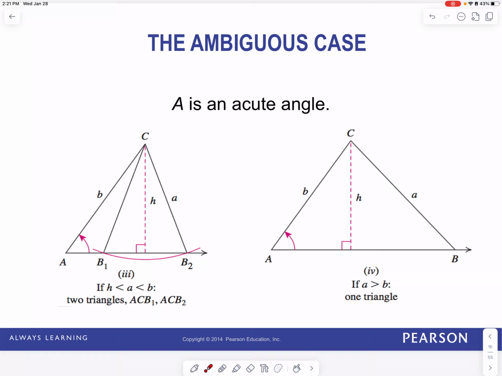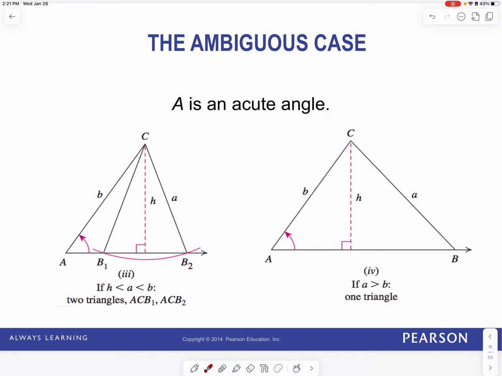If side A is larger than H but less than B, then we have 2 possible triangles, because side A can swing and connect that baseline in 2 different points, B1 and B2. That creates 2 different triangles we can work: triangle AB1C and triangle AB2C, one obtuse and one acute. If side A is larger than side B, then there's only one triangle. So that's the ambiguous case.